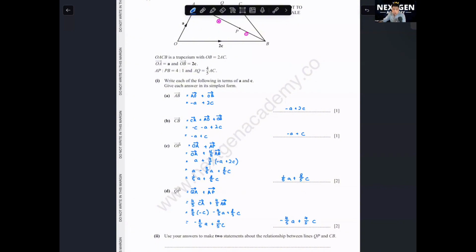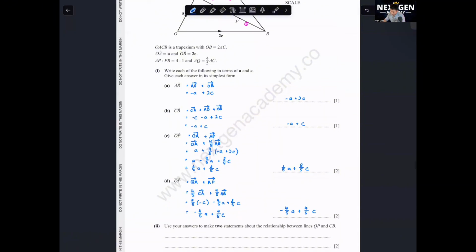If you use different vectors, remember, it's valid also, as long as your final answer is the same. Most important is the final answer, because you may use a different direction to get to the destination.